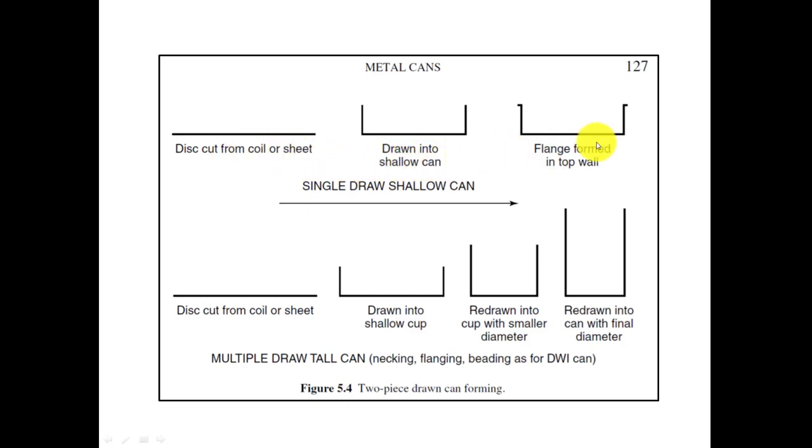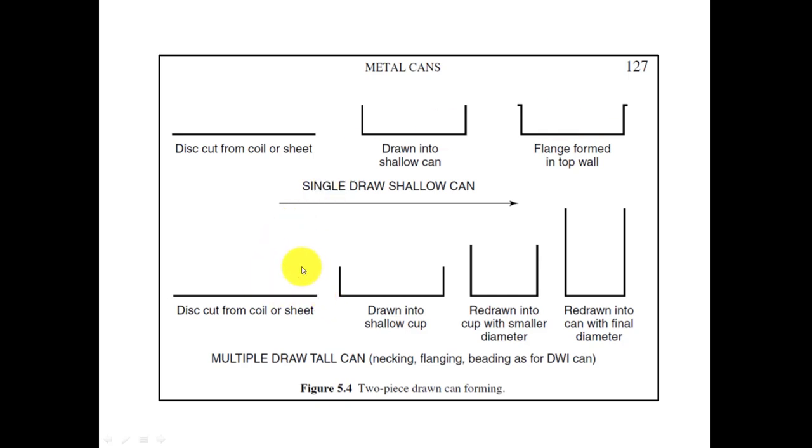Then we will flange form the top wall. You can say this is turning the top edge outward. It is known as flanging. We will not redraw it. So if our requirement is only a very small size, then this much of the can will work fine. You might have seen some small-sized discs in the lab to carry the sample.